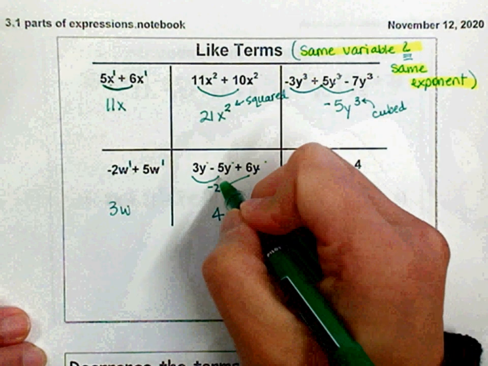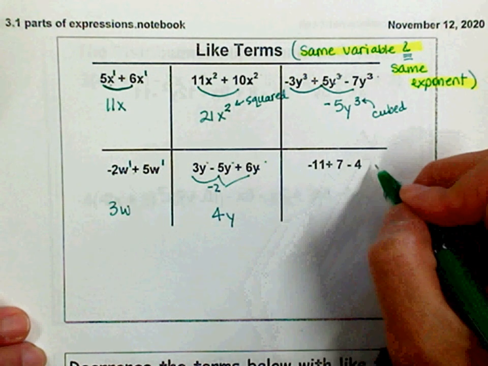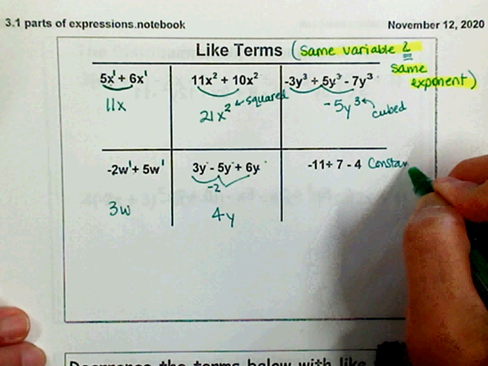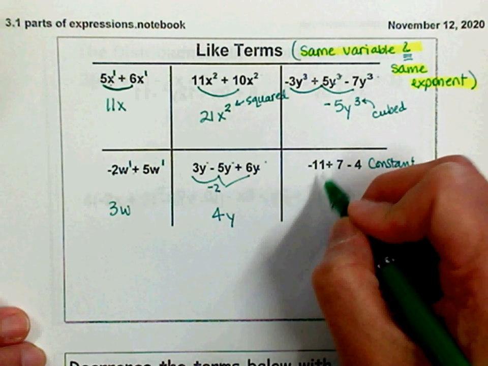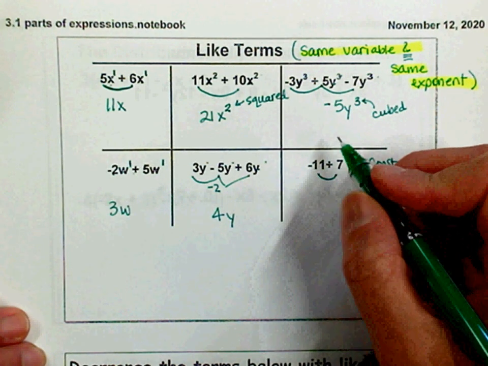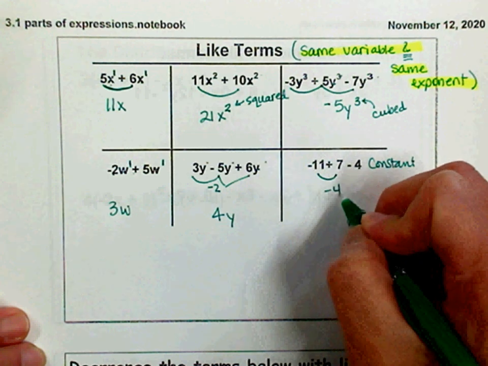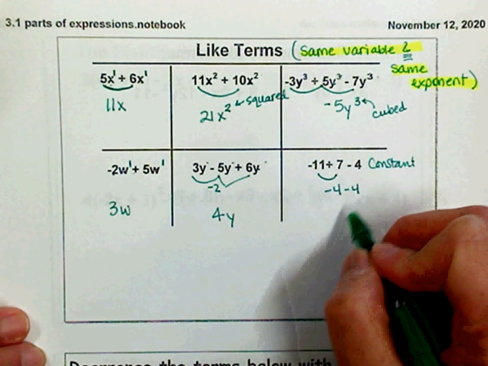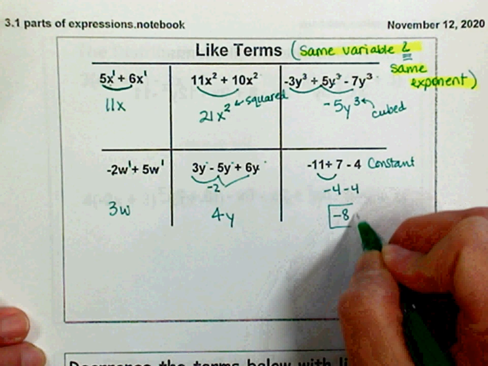This is called a constant. Remember, it's just numbers. They're all the same, no variable. So -11 plus 7 is -4. Bring down -4. -4 and -4 becomes a -8. There's your constant.